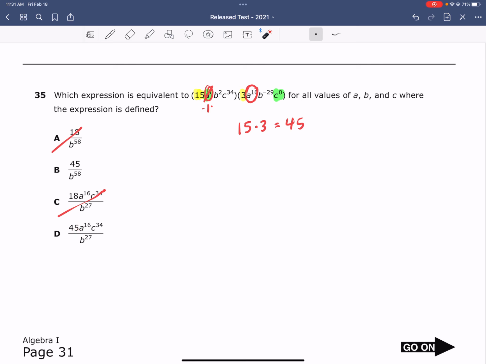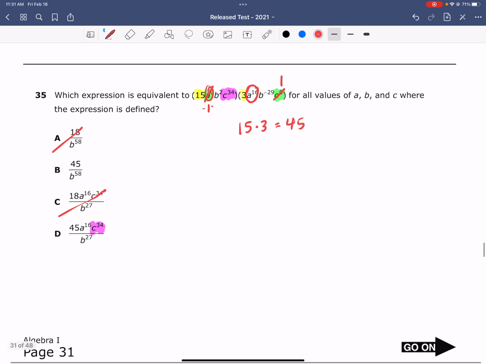Same story for the c's. We know that c to the 0 is just 1, and so the only c's that we're going to have in this problem is the c to the 34th that's right here, and we see that in letter D. So I feel pretty confident that the answer is D. But if you're up for it, there's a way to check your answer in Desmos.